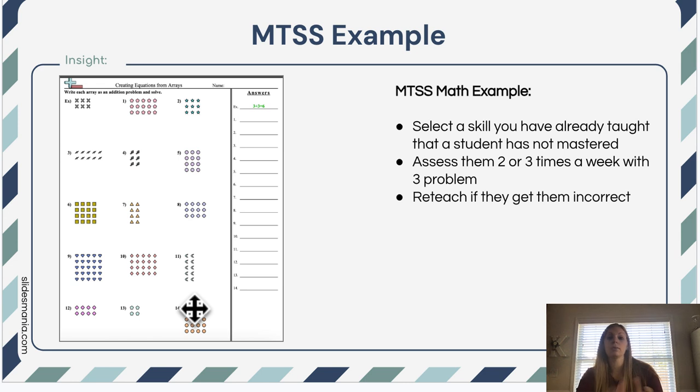And then I would go into my file folder, get out the next skill. But I also had a tracking sheet that had the date, and then the skill that we were working on. So it'd be creating equations from arrays, and then I would write 2/3. So they got 2 out of 3 right. That's all I did. And I had a binder just for MTSS, and each student had a divider, and it took no time at all.